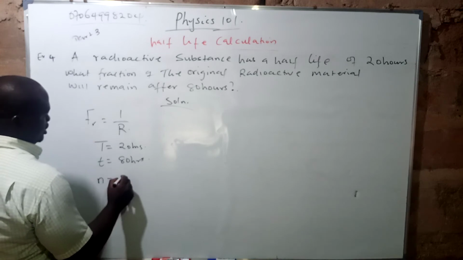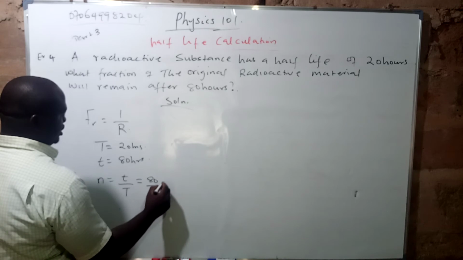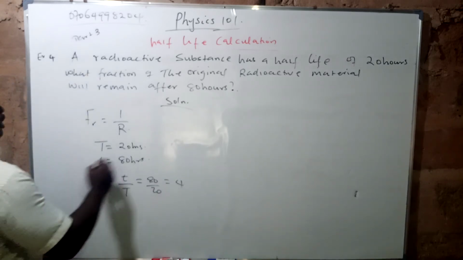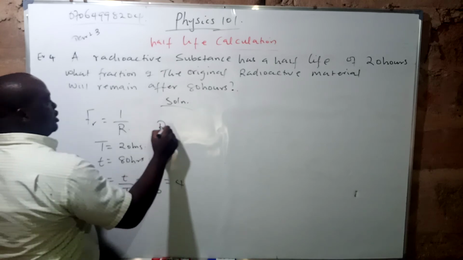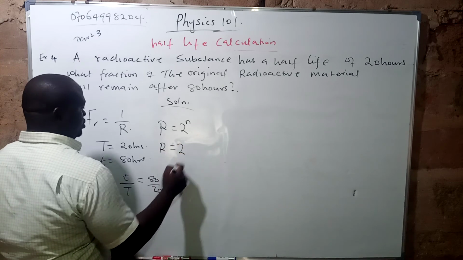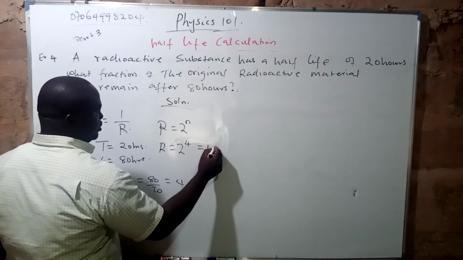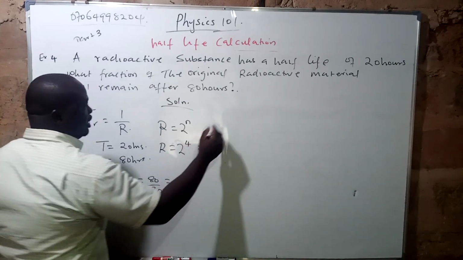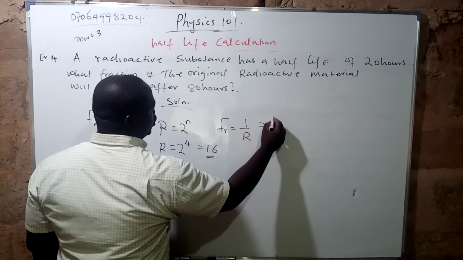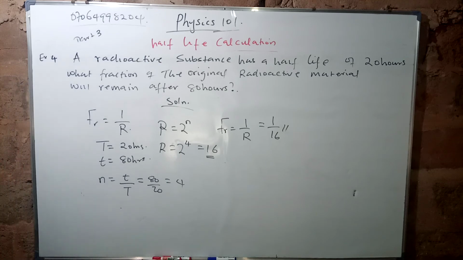Your N is small t all over capital T, which is equal to 80 all over 20, which will give you 4. Then, for you to get your R, R is 2 raised to the power of N. So your R is 2 raised to the power of 4, and that should give you 16. So your Fr is 1 all over R. So your answer should be 1 all over 16. And that is your answer.